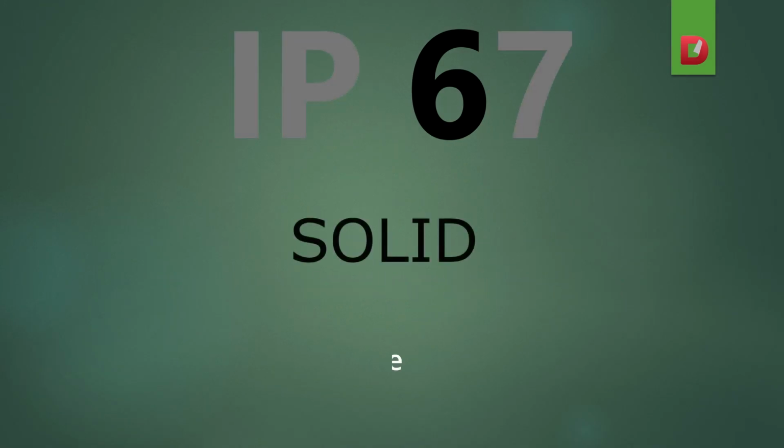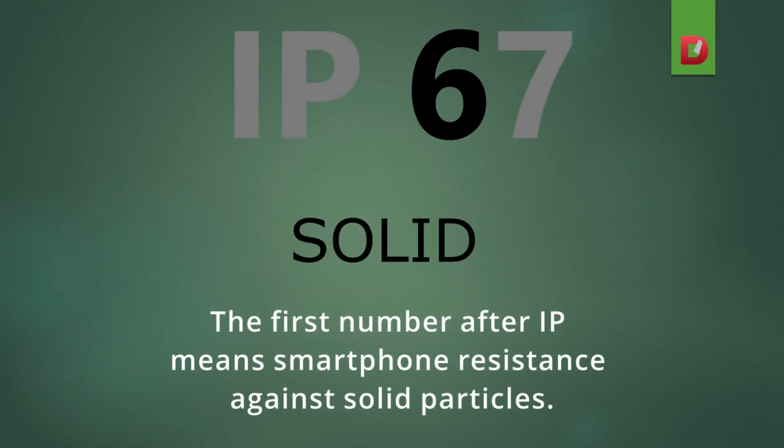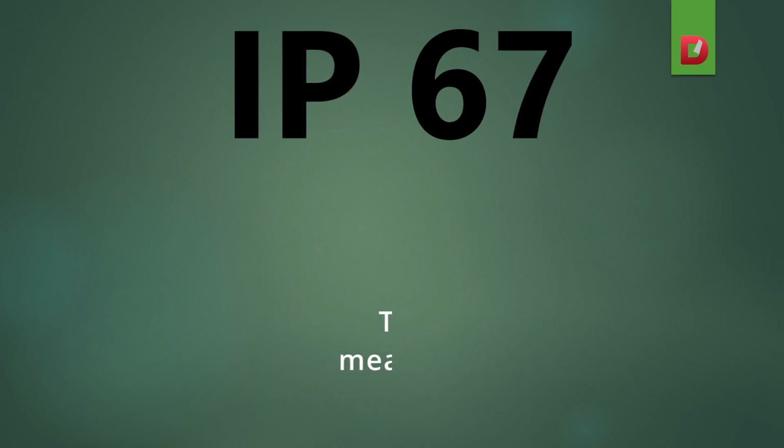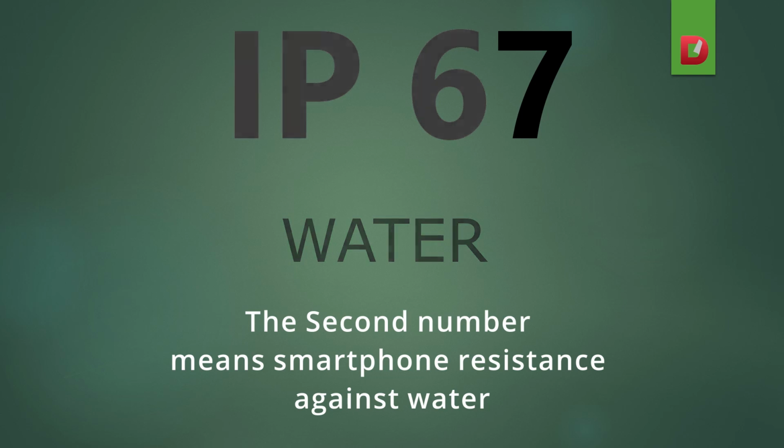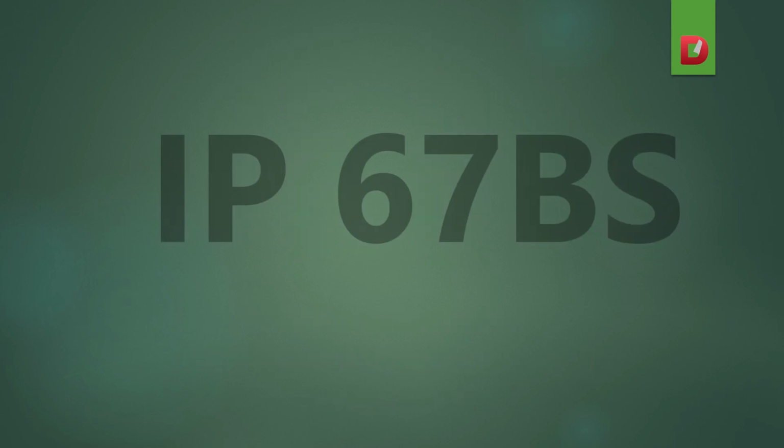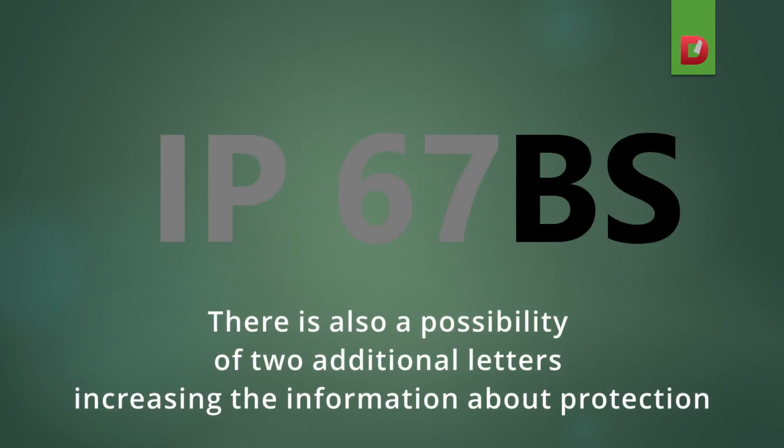The first number after IP means smartphone resistance against solid particles. The second number means smartphone resistance against water. There is also a possibility of 2 additional letters, increasing the information about protection. But we will come back to that later.